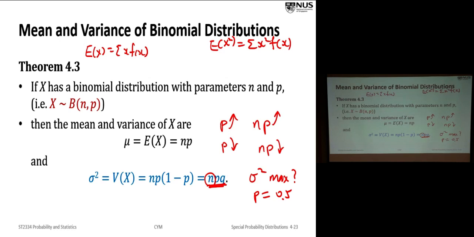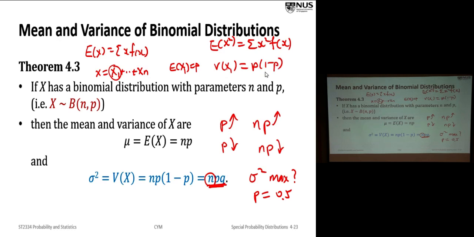There's an alternative way to do it. Remember, x equals x1 plus up to xn. What is the expectation of x1? x1 is the outcome for the first trial, which only takes 0 and 1. So the expectation of this one is p. This one is a Bernoulli distribution. All right? And what is the variance of x1? I just showed you that it is p times 1 minus p.